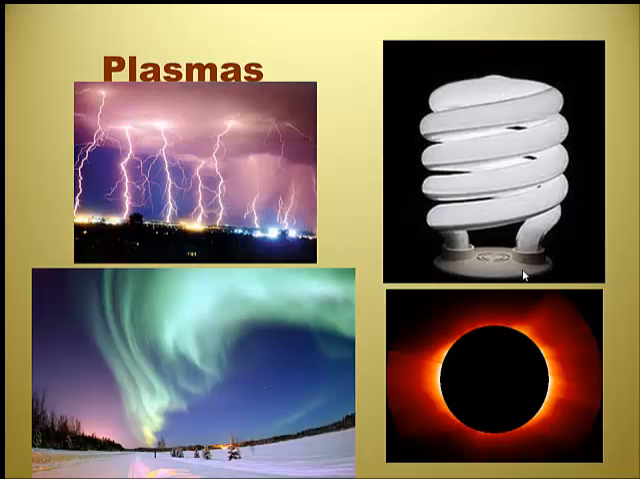Plasmas are really, really hot stuff, and they're absolutely everywhere. Fluorescent light bulbs have plasmas in them. Lightning, plasma. The aurora borealis, plasma. The corona of the sun, the part that actually is doing the glowing, plasma.